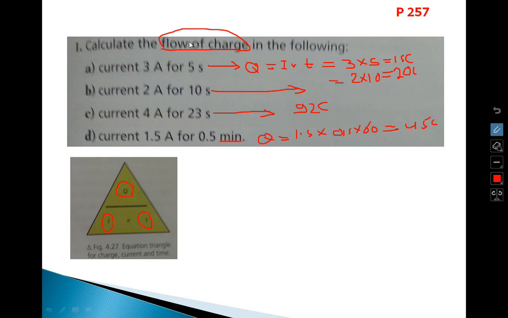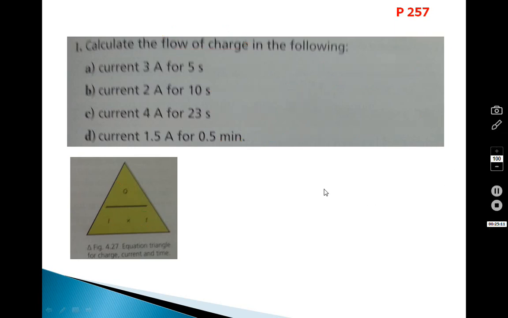It's all you need, this triangle or this formula. Flow of charge is equal to what? I times T. I is equal to what? Q over T. T is equal to Q over I. Okay. Next question.